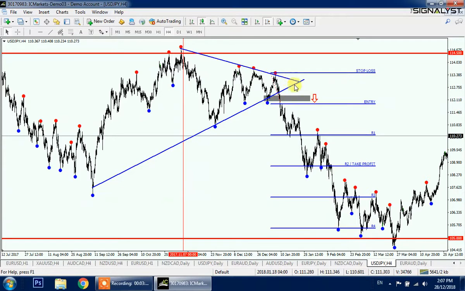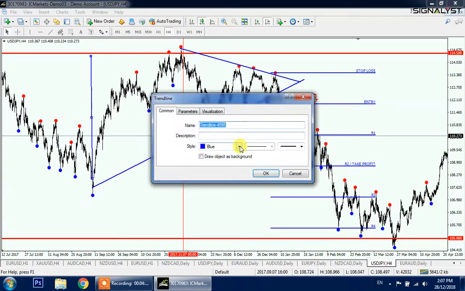Our target would always be a 2-to-1 risk-reward ratio by moving our stop loss to entry at R1, or we can go for our pattern projection, which would be around here in this case. Let's make it in purple.